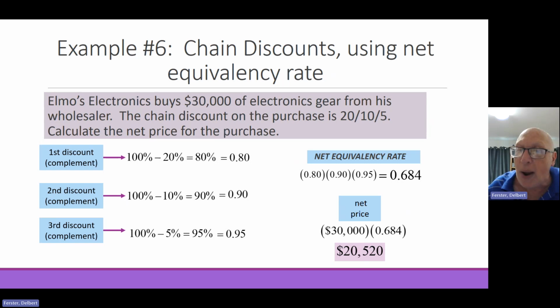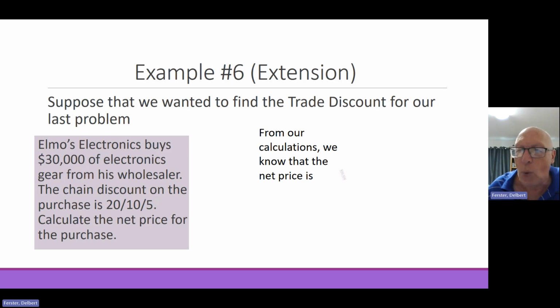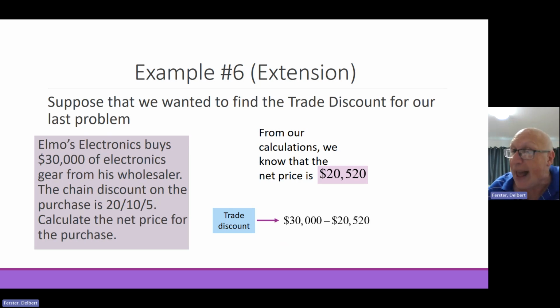We could have done this problem the way we ended video number 1. I personally think this is a little quicker, maybe a little cleaner. So I tend to like the notion of this one-shot equivalent rate. If you wanted to just wrap that one up, that's what we found, $20,520 for our net price. If somebody says, I want to know how much I actually saved, it's not hard. It's a subtraction problem. You knew what the original list was, and now you know what your net is. So if you really had to have the number for trade discount, it's a subtraction, and you're there at $9,480.